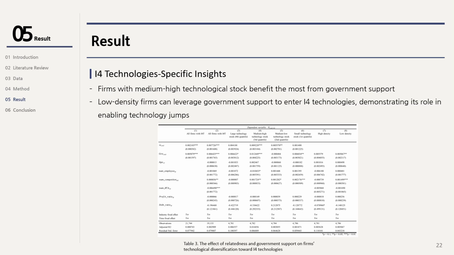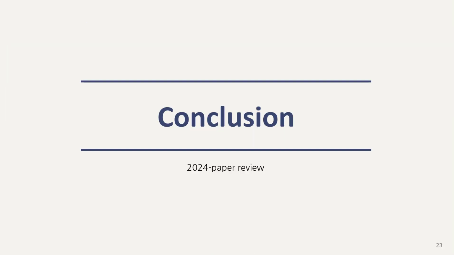for diversification. Low-density firms use government support to enter new technology. In column 8, government support has a strong positive impact for low-density firms. This demonstrates the crucial role of public funding in enabling these firms to jump into IR4 technology that they would otherwise find difficult to adopt.